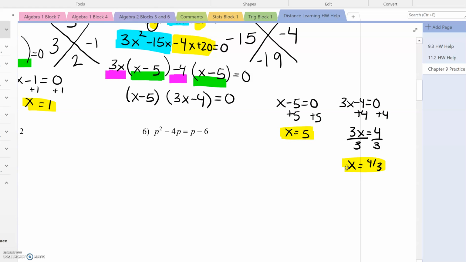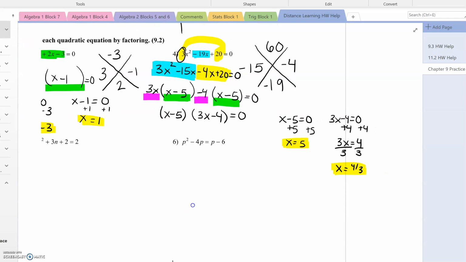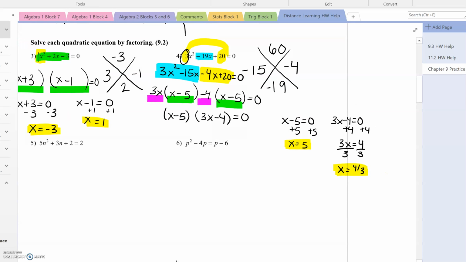That is very possible. For problem number 4, you get that x is equal to 5 and x is equal to 4/3. Those are our two more simple methods of factoring. Number 3 being the simplest form, and then number 4 being when we have an a value. As you see, 5 and 6, they are not set equal to 0. So in the next video, I'll show you what to do to make it equal 0.